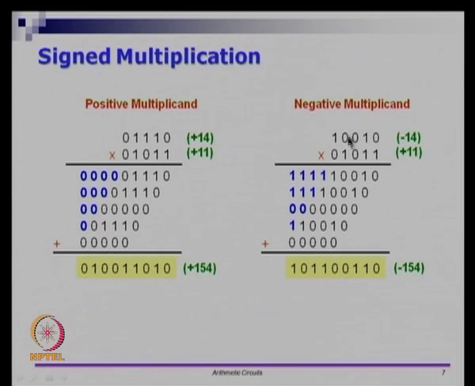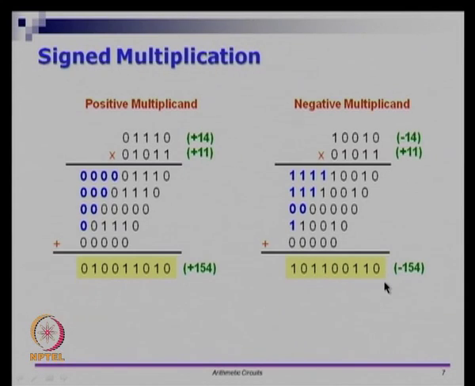In this case, this minus 14 is actually in 2's complement. So, this is not signed magnitude, it is 2's complement interpretation, and the 2's complement multiplication can be done in this way. So, this is plus 11 in 2's complement, this is minus 14 in 2's complement, the result you get is minus 154 in 2's complement.